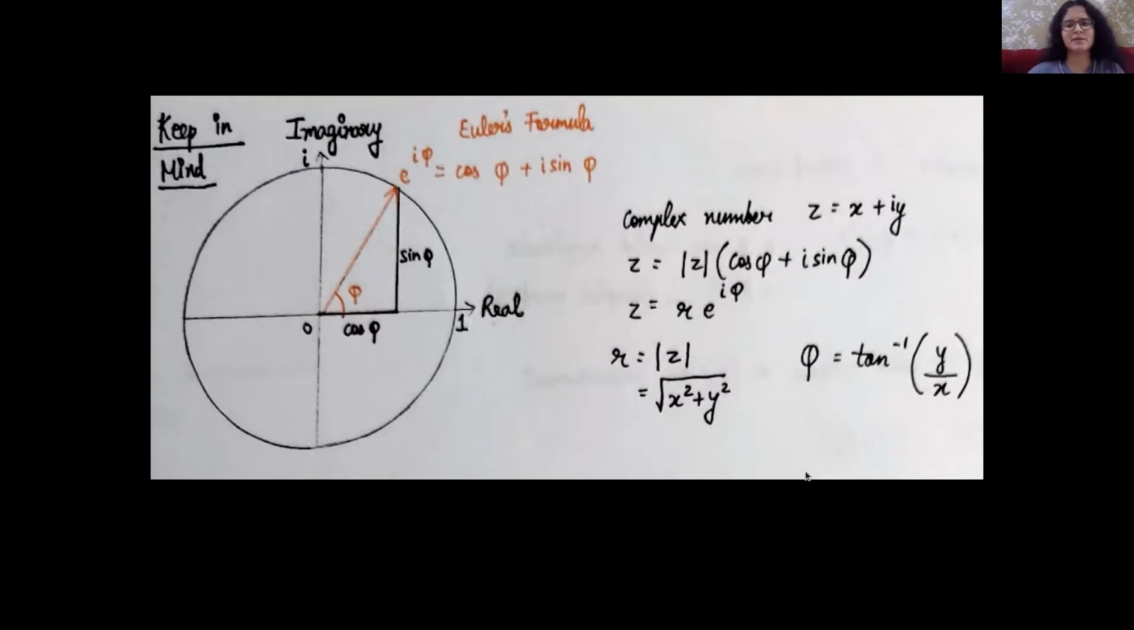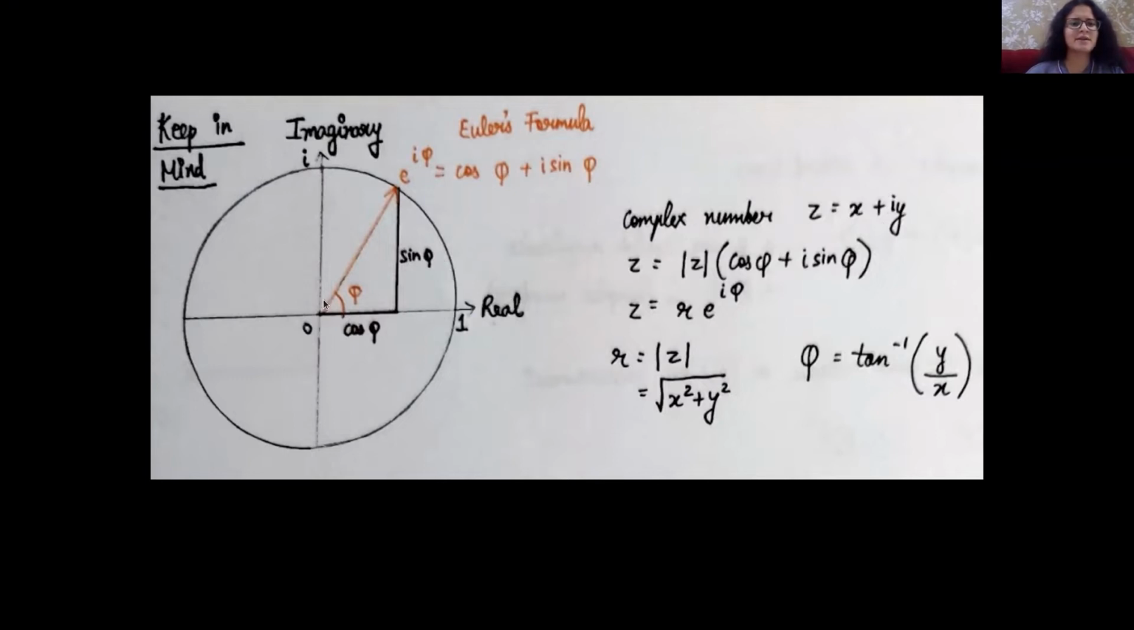A complex number is basically z equals x plus iy, where x is the real part of the complex number and y is the imaginary part. We can represent this complex number using a unit circle as well, wherein unit circle means that the radius of this circle is 1. The x-axis represents the real part of the complex number, and the y-axis represents the imaginary part of the complex number.